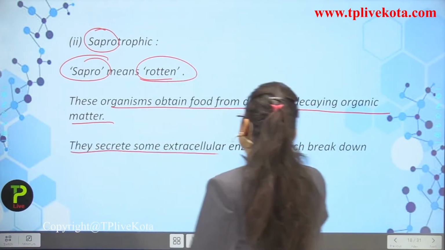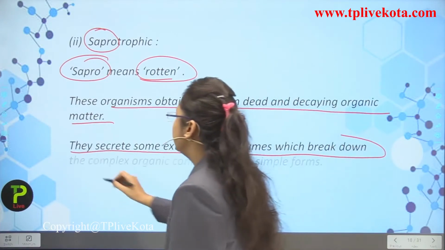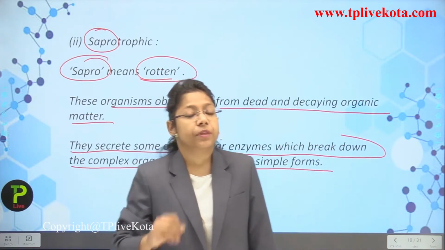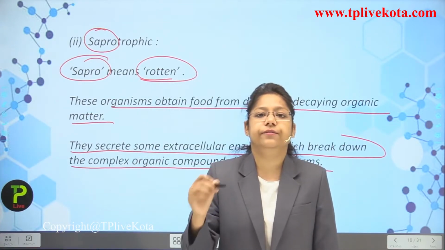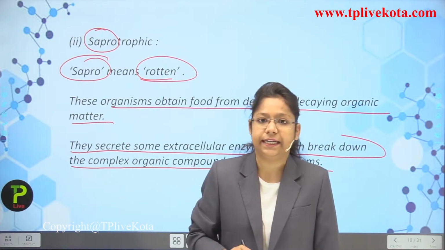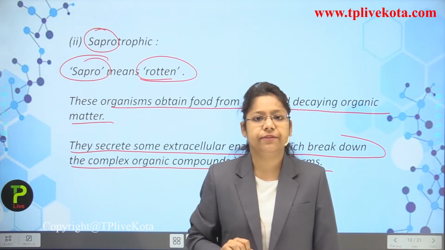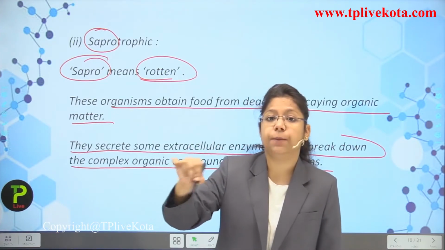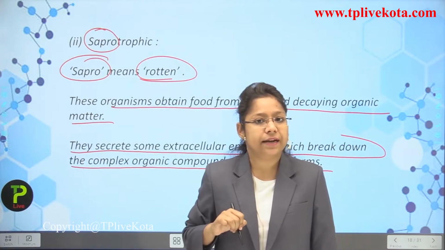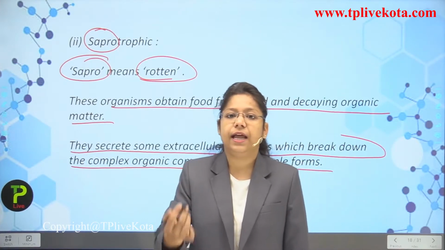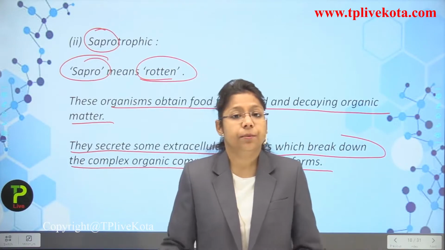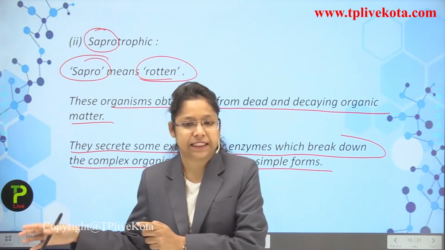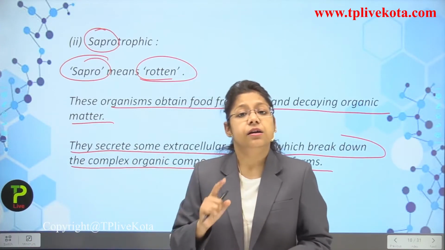Now, the next point. They secrete some extracellular enzymes which break down the complex organic compounds into simpler forms. Okay. Now, this is very important: how they will obtain their nutrition from the dead and decaying matter. So, what they will do? They will secrete some kind of enzymes on a particular part of a dead and decayed organism. Then what will happen? They will acquire the nutrition from it because the complex material has been broken down into simpler substances and then utilized by the saprotrophs.